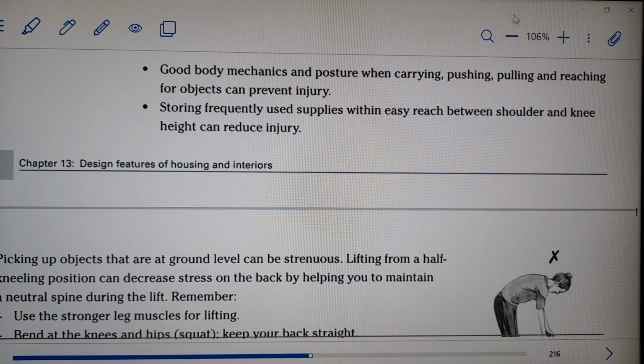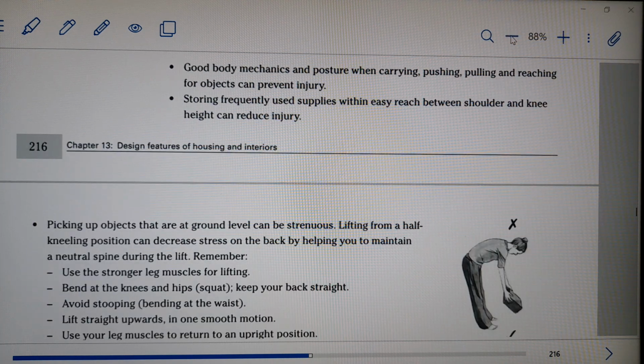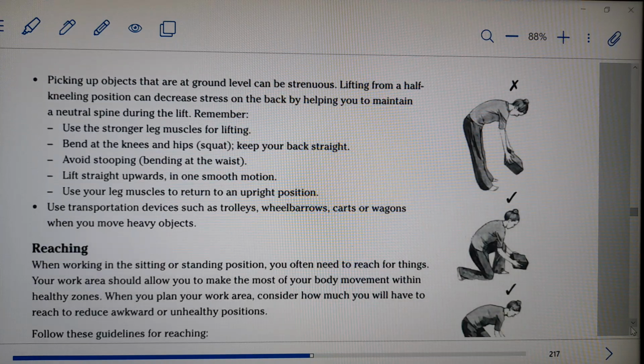Okay, so this is too big now. I need to minimize it. Good. And we can take it up.